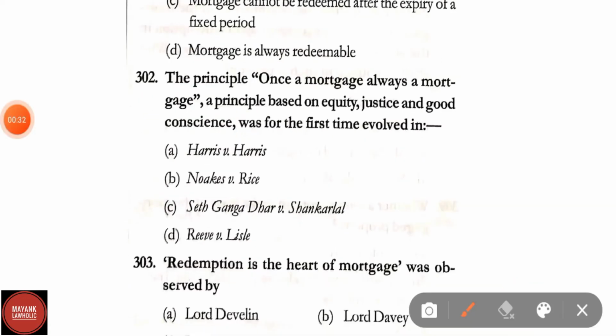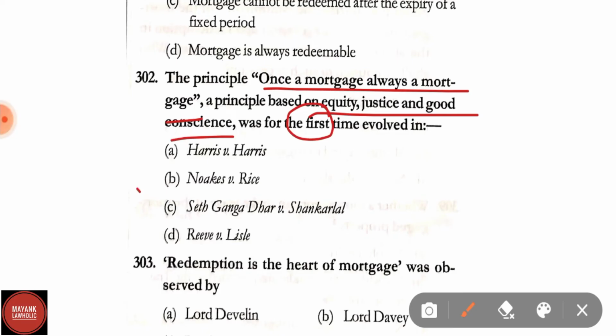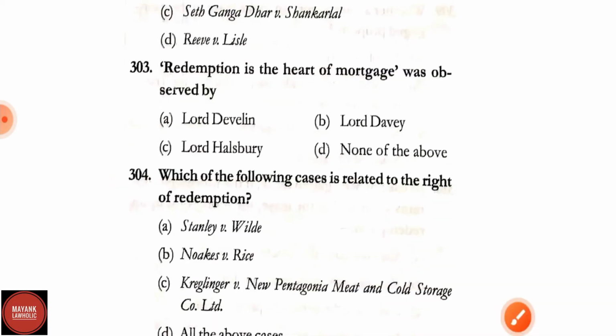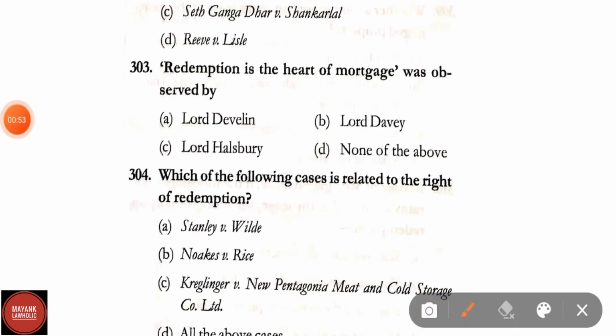The principle once a mortgage, always a mortgage, a principle based on equity, justice and good conscience, was the first time evolved in option A, Harris versus Harris, option B, Noakes versus Rice, option C, Seth Gangadhar versus Shankar Lal, and option D, Reeve versus Lizzle. Here correct answer is option B, that is Noakes versus Rice. Question number 303. Redemption is the heart of mortgage was observed by, correct answer is Lord Halsbury.